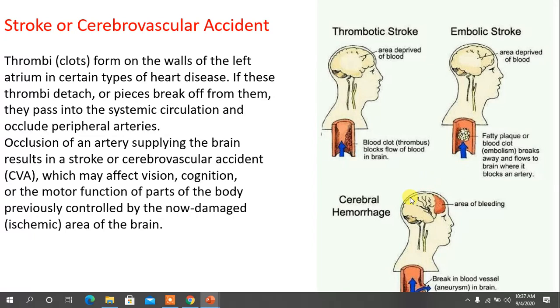The thrombus or clot is formed within the left atrium or over the mitral valve, but it can break down and move to the brain, creating a cerebrovascular accident. This can present with different effects on vision, cognition, and motor function, in parts previously controlled by the area of the brain that is now damaged.